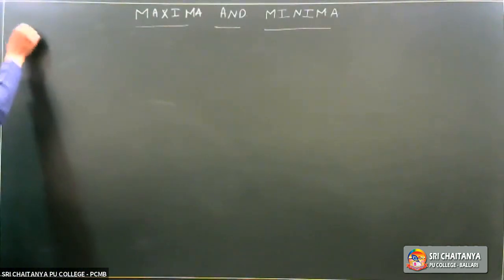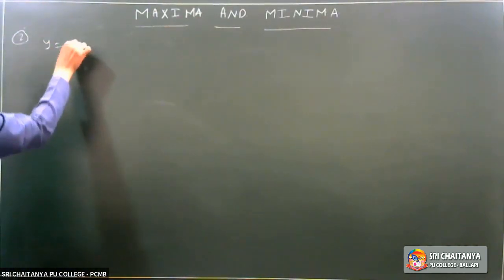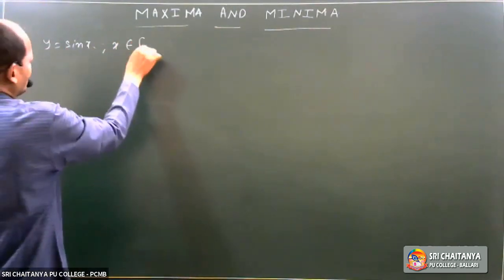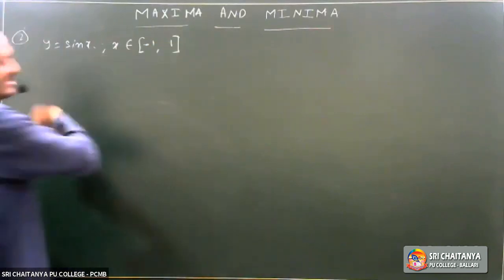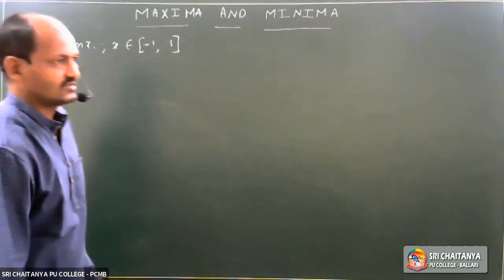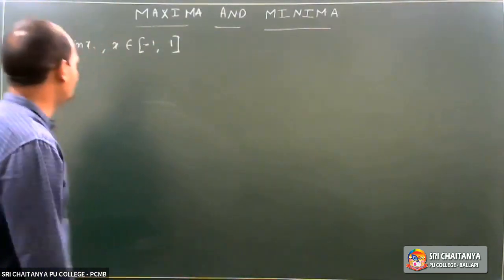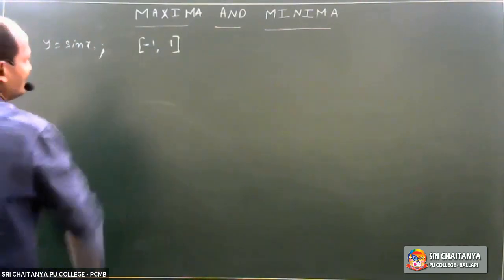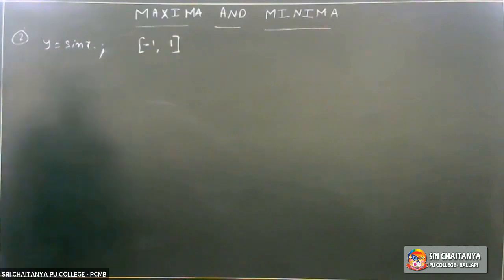Second, for example, y is equal to sin x. You know that its maximum value is plus 1 and minimum value is minus 1. Sorry, here sin x maximum value is plus 1 and minimum value is minus 1.